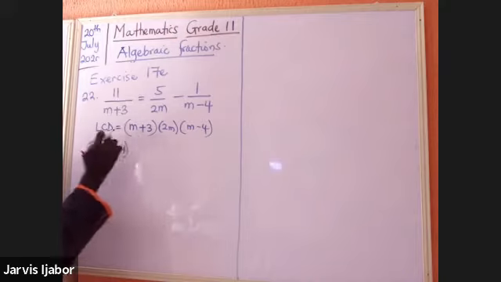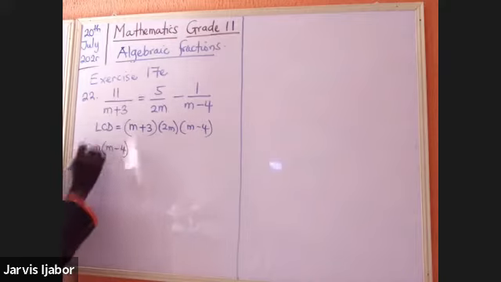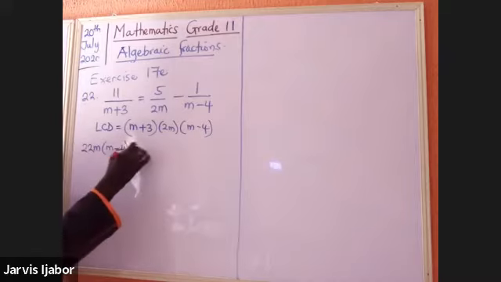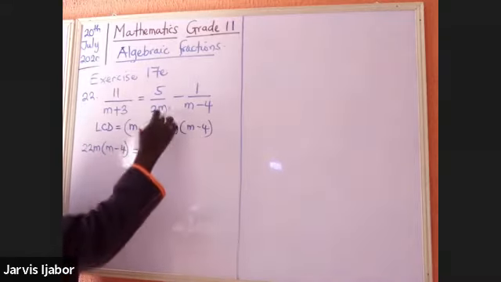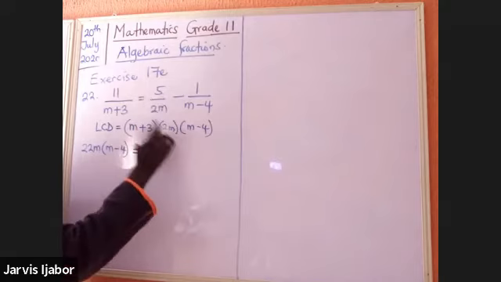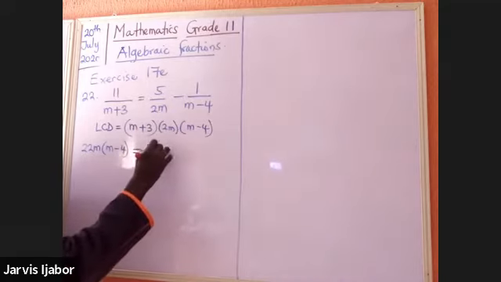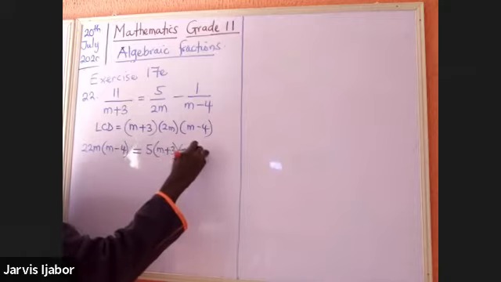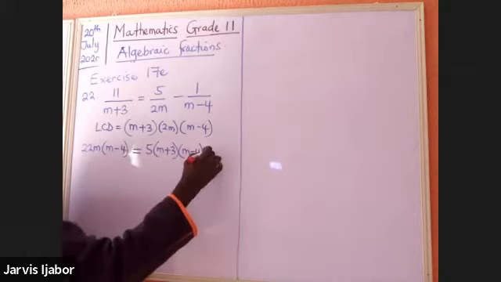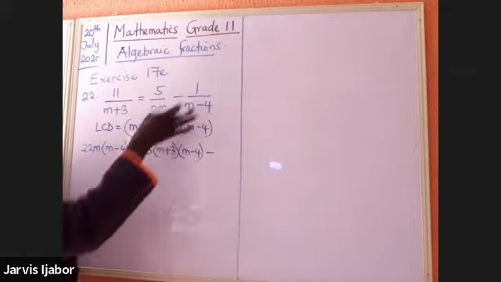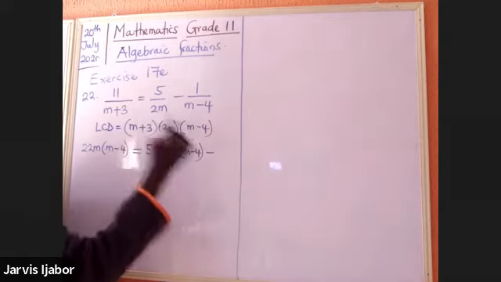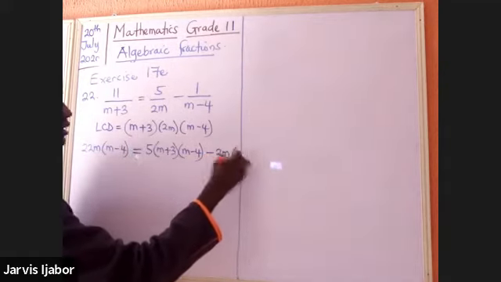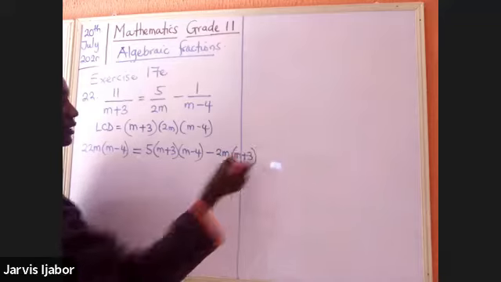Then to multiply this, we will multiply 11. So it will be 2m times 11, which will give you 22m, equal to all of this divided by this. This will cancel out this, and I'll be left with 5 into m plus 3 into m minus 4, minus this into this, I'll be left with this one, and that will be 2m into m plus 3.